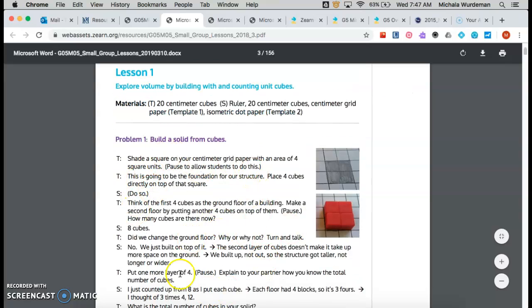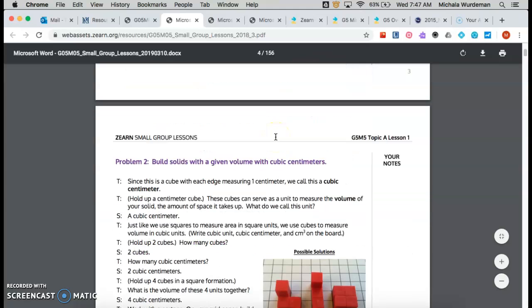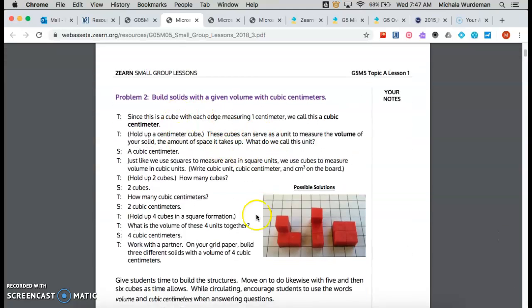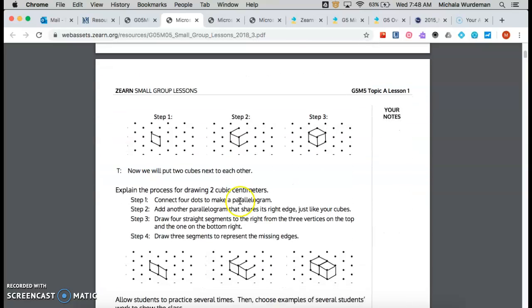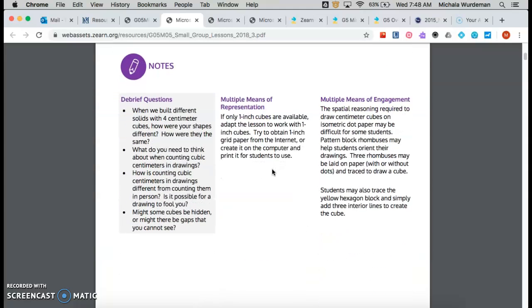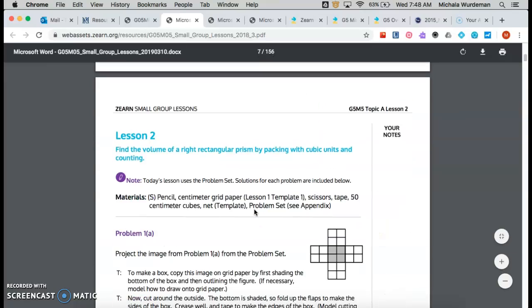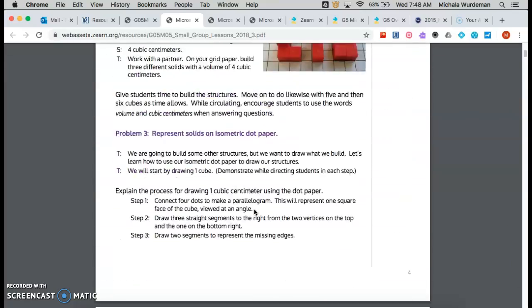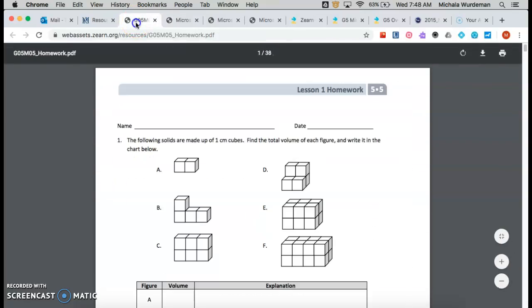Everything is stepped out and tells you what the teacher is doing, what the students are doing, pictures to give you models, different problems, once again pictures, more models and steps for your students, and then at the end there's debrief questions, representation things, and engagement, and then it goes on to the next lesson. So everything is very stepped out for every part that you would do with this lesson.